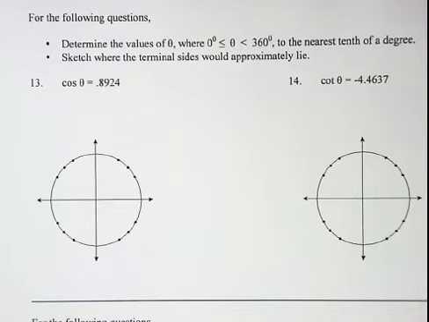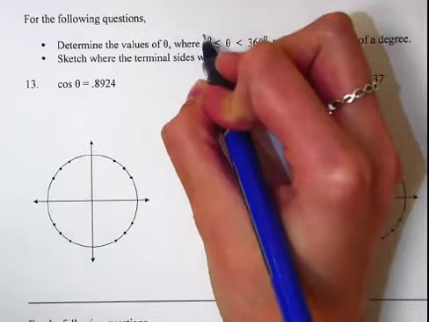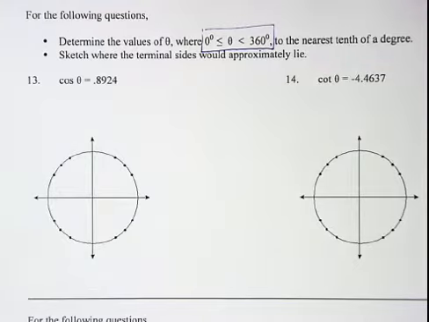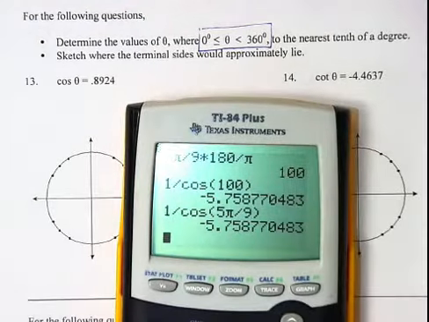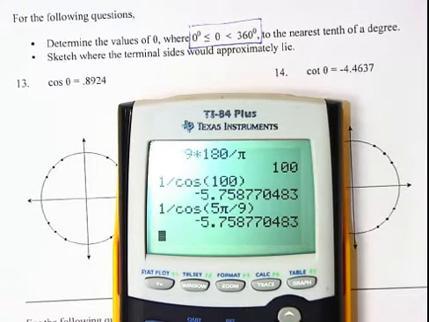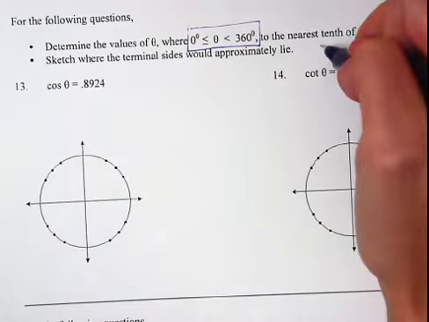Last but not least, we have determine the value of theta with our calculator. So let's get started. 13 and 14, I noticed that it says determine the values of theta where theta is between 0 and 360. So we're going to make sure that our calculator is in degree mode. So change that to degree mode right away. And we're going to round to the nearest tenth of a degree.